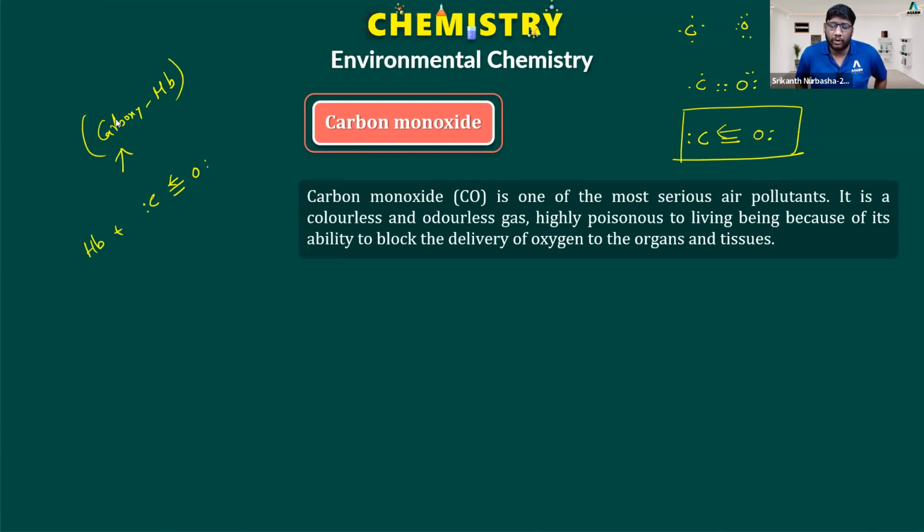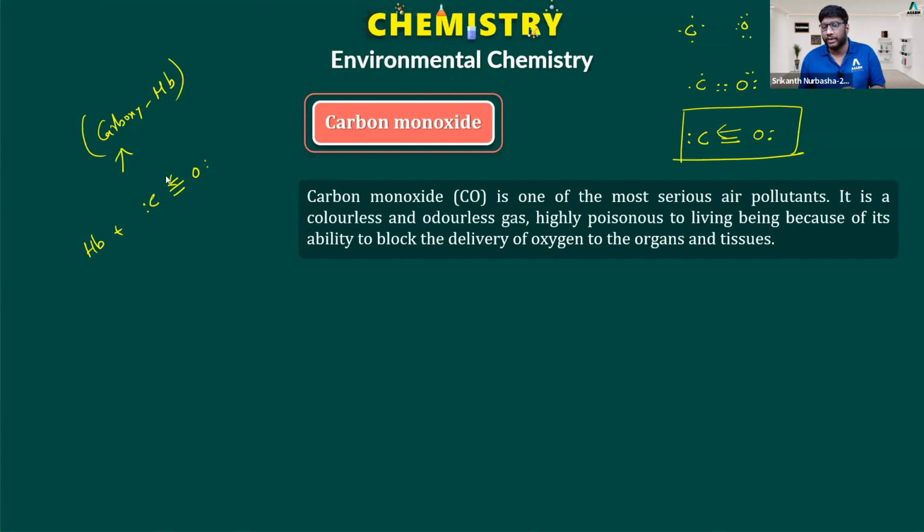Due to the presence of a lone pair of electrons on carbon, which is a less electronegative element, that lone pair is not so stable. So carbon has a greater tendency to donate its lone pair. It acts as a very good electron donating agent, which means it is a better ligand. Because it is a better ligand, it forms a complex with hemoglobin greatly. So this complex of hemoglobin with carbon monoxide is much more stable than the complex of hemoglobin with oxygen.